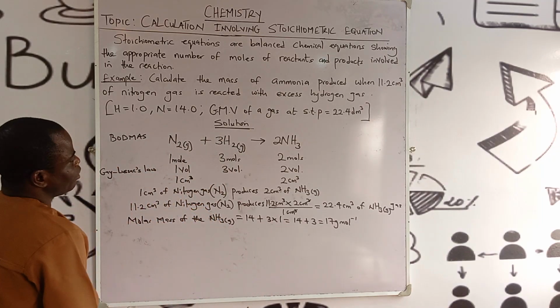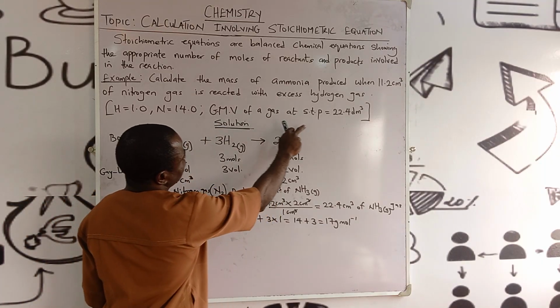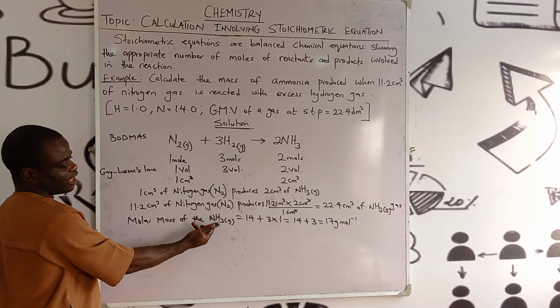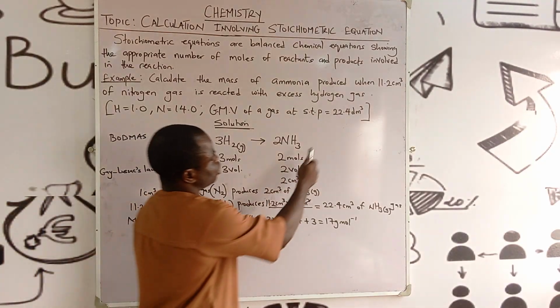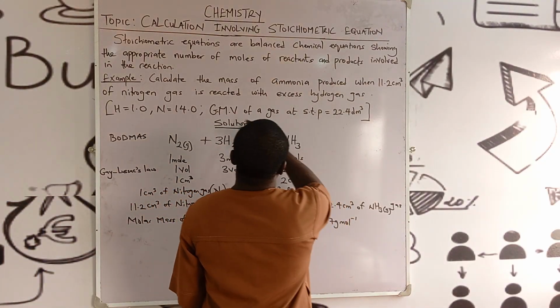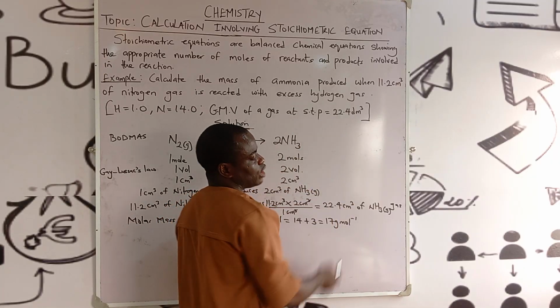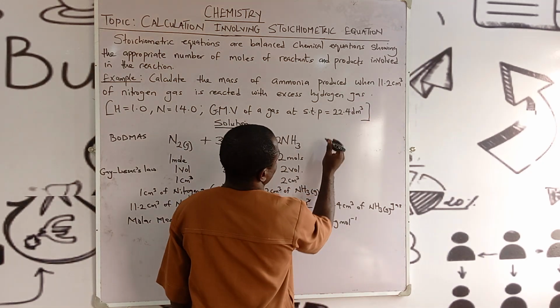Now, you will relate the gram molar volume of the gas to the standard molar mass of the ammonia. That's what you need to do. But you can see the gram molar volume of the gas at S.T.P is in decimeter cube. You have to convert it to centimeter cube because we are working in centimeter cube.